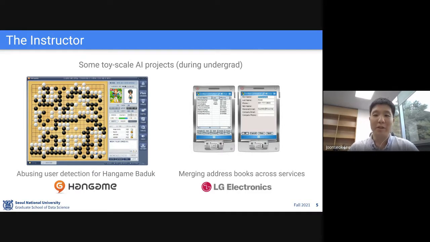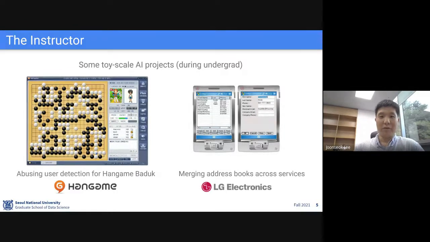At that time, the emerging problem was that we had address books in our traditional phones and in smartphones, and also in our email systems like Gmail or Hotmail. So we had all separate address books, and the task was detecting which entries are the same person and merging them into a single address book. We don't really worry about these kinds of things these days, but it was quite a hot problem at that time.